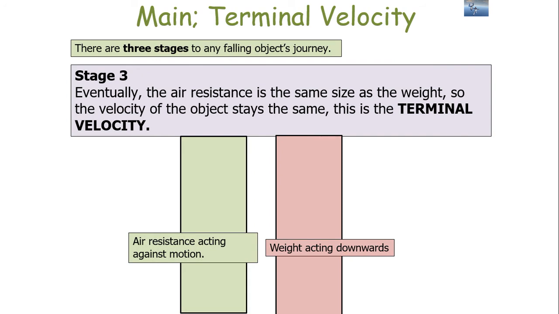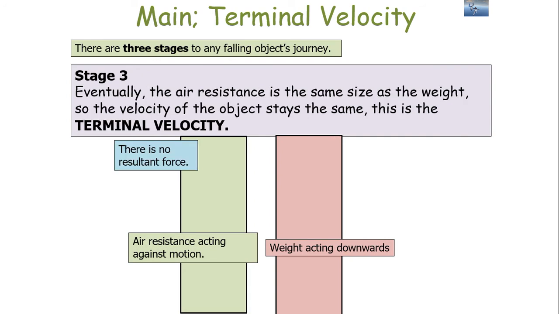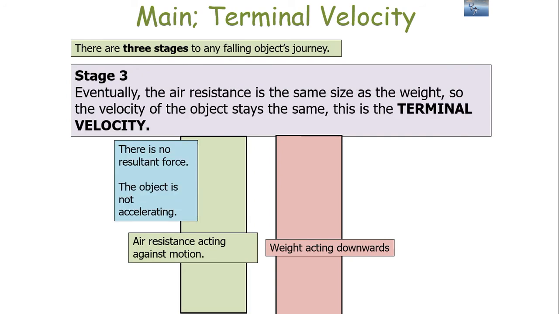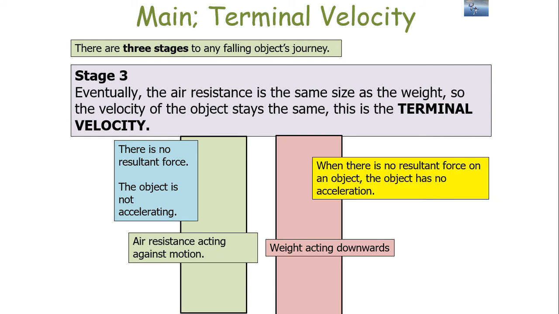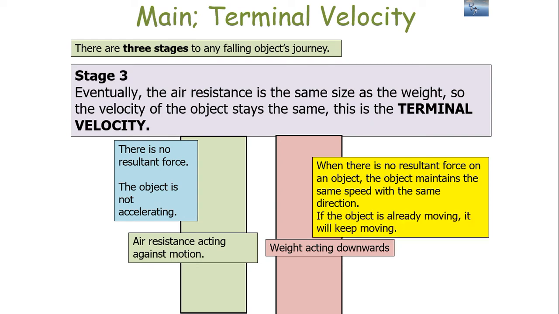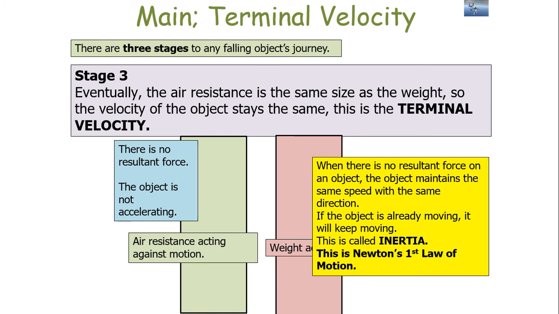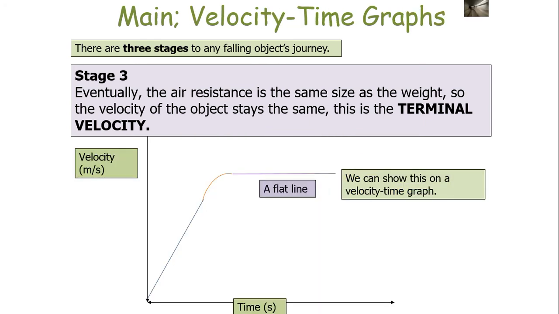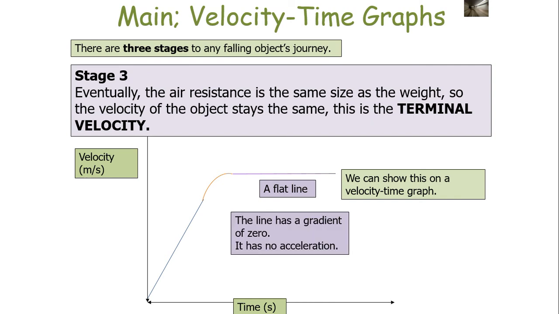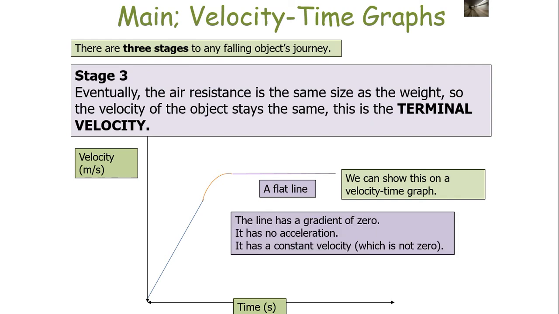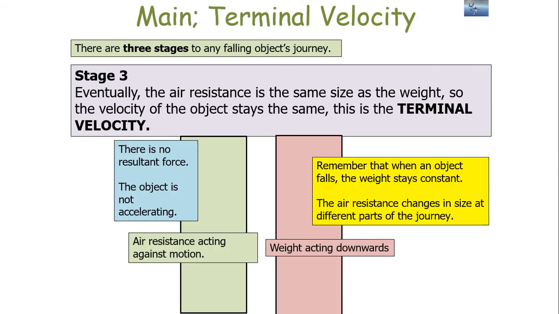So at that point, the two forces equal each other. There's no resultant force, so the object is not accelerating, because when there's no resultant force, there's no acceleration. The object maintains the same speed with the same direction, so if it's already moving, it'll keep moving. Inertia. So that's Newton's first law of motion again. So we'll get our flat line here because it's now got a constant velocity. It's got a gradient of 0, no acceleration, constant velocity, the terminal velocity.